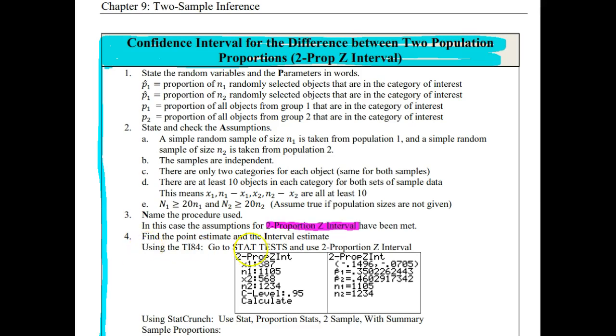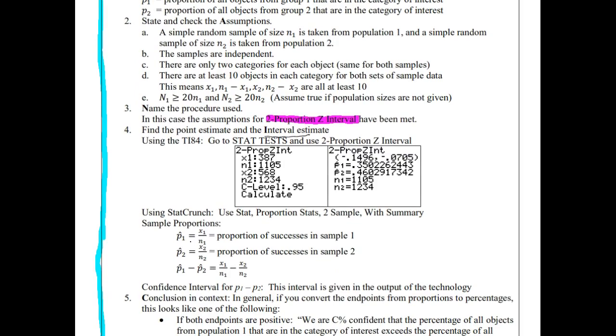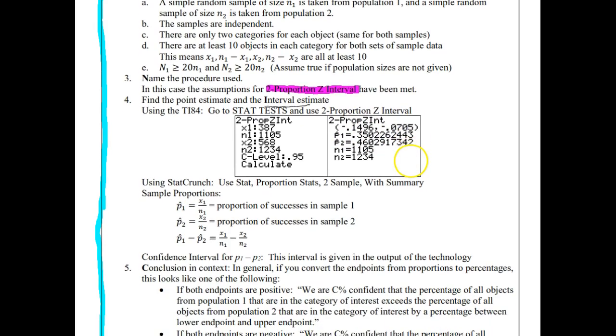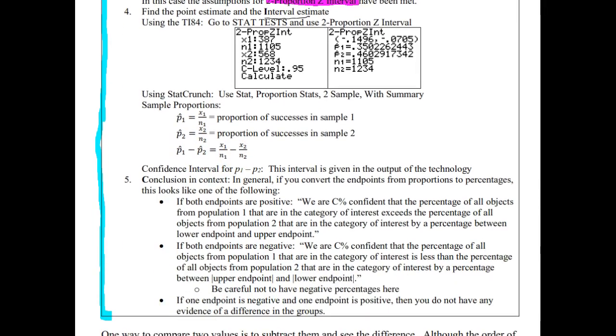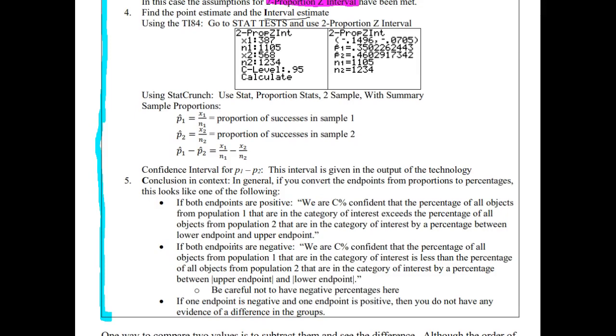So the next letter in PANIC is I, where we need our interval estimate. But again, from that we first start with the point estimate, the center of the interval that we're going to get. And again, we can get that information using technology, whether that's our calculator or StatCrunch, our interval will be on that output screen. Again, our sample proportions that we had before, and the difference between those sample proportions is not actually on the output screen. So we would actually have to take p hat 1 and subtract p hat 2 to get that value ourselves for the center of that confidence interval.